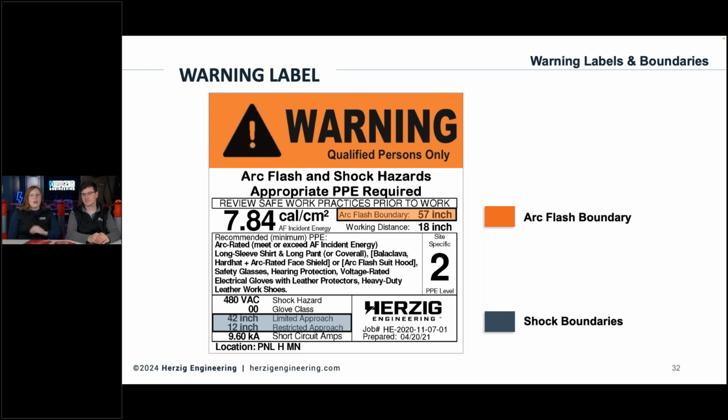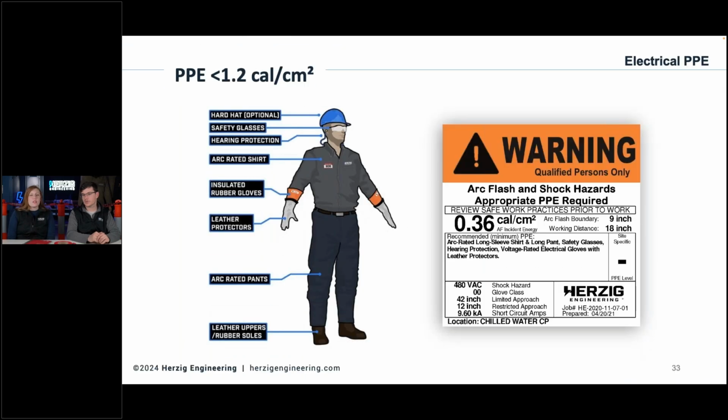Within that arc flash boundary, whatever that arc flash boundary ends up being, you need to have the right protective equipment on. So let's talk through some of those examples. We have our site-specific levels, but we'll start with level dash. For us, that's anything less than 1.2 calories per centimeter squared. Safety glasses, hearing protection. That's a part of our PPE at all times, anytime we're inside that arc flash boundary: hearing protection and eyewear. Arc rated shirt and pants. Insulated rubber gloves, leather protectors, and then leather uppers and rubber soles, and proper shoes.